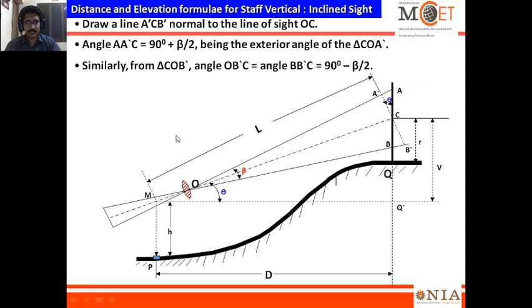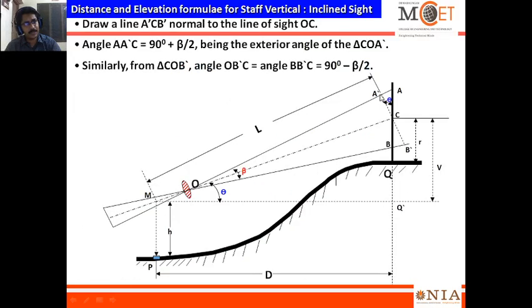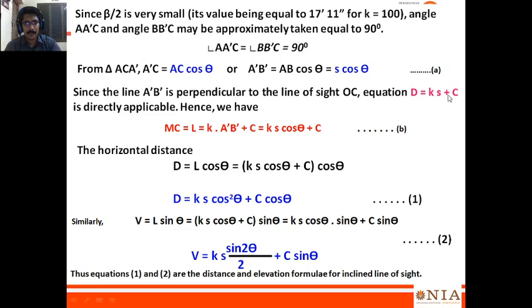So MC, what is MC? MC is equal to L. So the L can be obtained by K times S, where S is the staff intercept, here A dash B dash, that distance, plus C. What is A dash B dash? Already we have obtained it as S cos theta. So Ks cos theta plus C. What we have obtained is L is equal to Ks cos theta plus C. Let it be another equation.